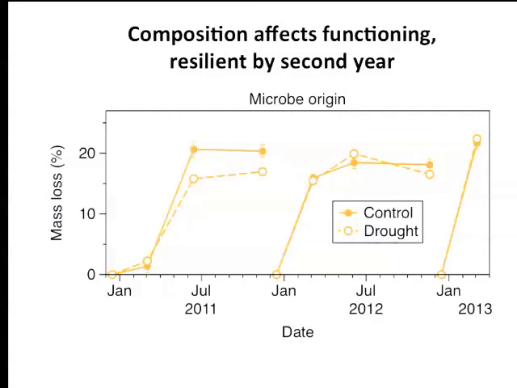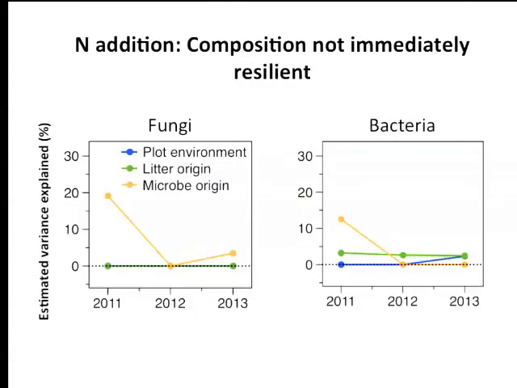Right, so overall then it looks like that functional resilience is pretty quick in these communities, in that by the 2nd year, we don't see any difference in functioning based on the microbial inoculum. Okay, I'm going to just really briefly go over the nitrogen side of things, just because there's a couple points I want to contrast later on.